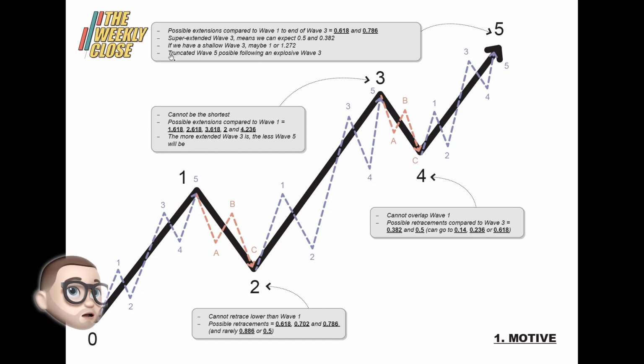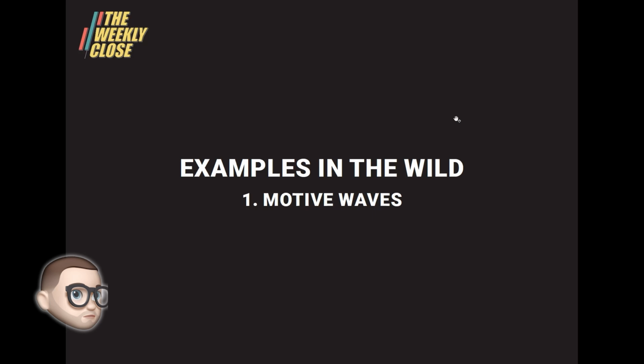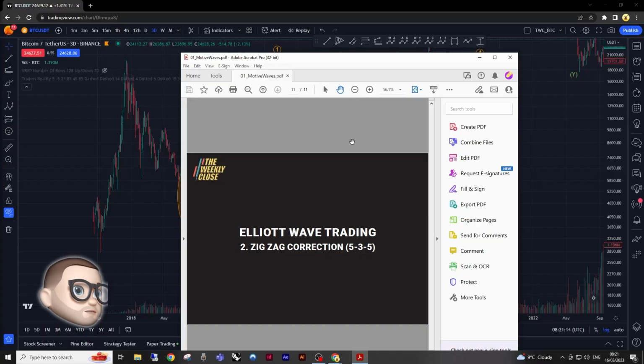And it is possible that we can have a truncated wave 5 following an explosive wave 3, and that just basically means a wave 5 that finishes at a similar height as the wave 3. So again, if this is super explosive, then we're not going to expect that replicating action on the wave 5, and actually it might be short-lived and finishing at a very similar level. So that's the theory and the principles, and we're just going to take a look at a couple of examples out there in the wild, so to speak.